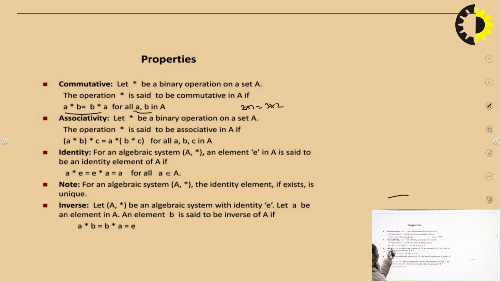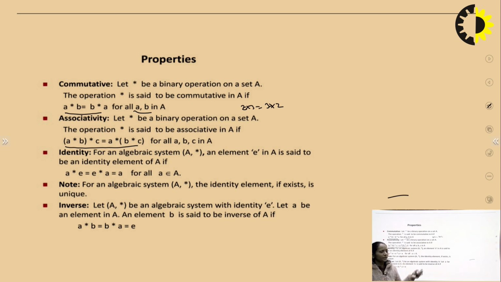What is associativity? This is the associative operation. Let star be the binary operation on the set A, then star is said to be associative in A if this property is satisfied: (a star b) star c is equal to a star (b star c), for every element a, b, c belonging to A.